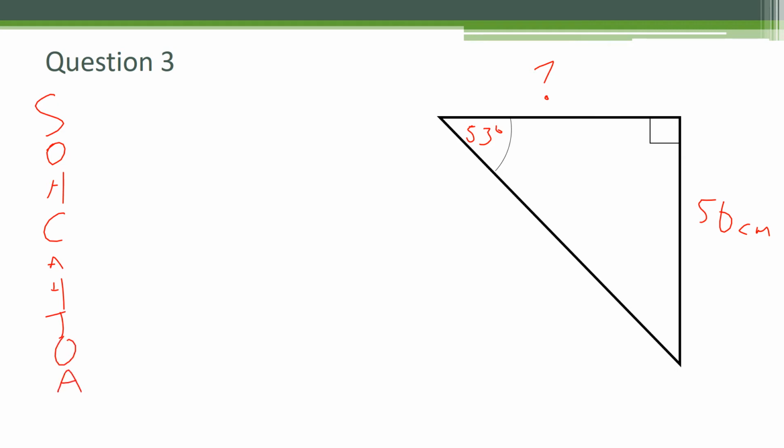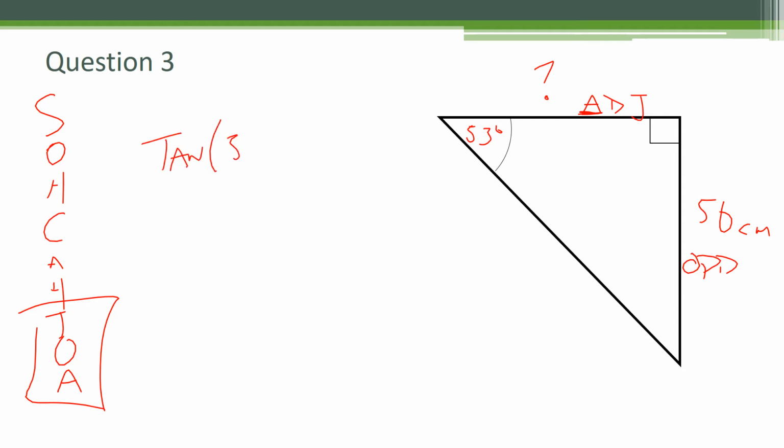Which sides am I working with? I'm working with the adjacent. This is the adjacent over here. I may as well write down adjacent. Adjacent, this is the opposite. Great, that's going to be tangent. So tangent of 53 is equal to my opposite side, which is 56, over my adjacent side.